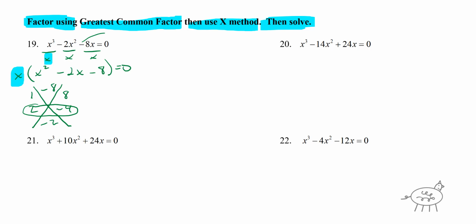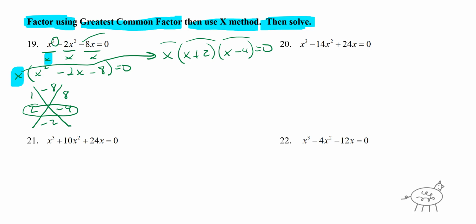Now, when you write this out, don't forget this X right here. So it's X parentheses X plus 2 parentheses X minus 4 equal to 0. Okay, 3 terms. And what gives you a little clue here, see this 3 right here? That means there are 3 answers. One answer here, one answer here, one answer here.